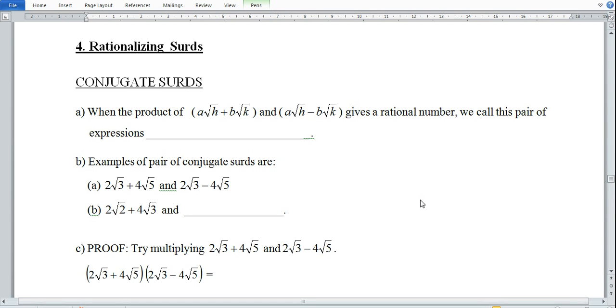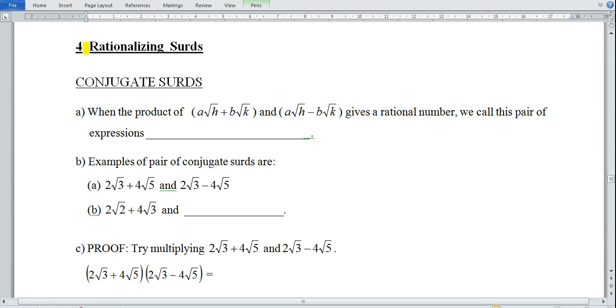Hi, this is Miss Lee again, and this is our fifth lesson for indices and surds. Today we are going to learn a new rule for simplifying surds, which is called rationalizing surds.